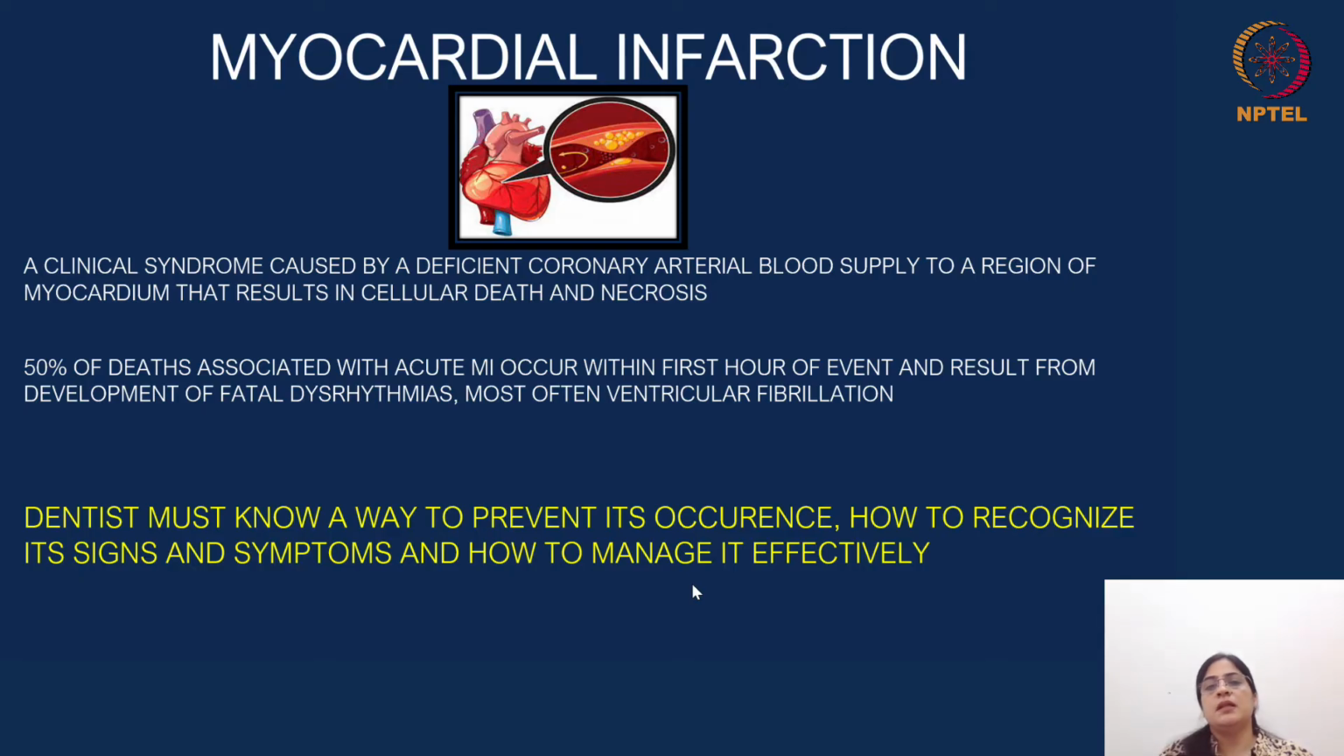The second common ischemic heart disease we are going to understand is myocardial infarction. What is myocardial infarction? It's a clinical syndrome caused by a deficient coronary arterial blood supply to a region of myocardium that results in cellular death and necrosis. So that's how you differentiate angina pectoris from myocardial infarction. Angina pectoris is also caused by a deficient coronary arterial blood supply, but there is no necrosis and no cellular death. There is definitely decreased blood flow, which is causing more workload on the heart, and we have an anginal pain.